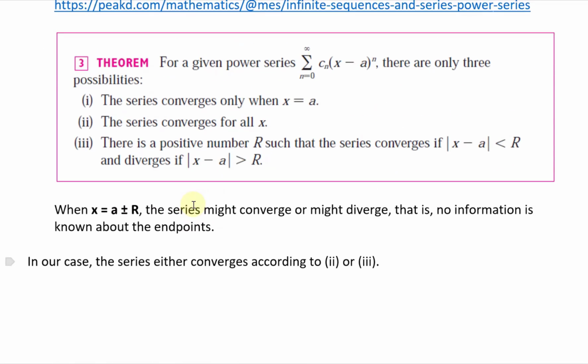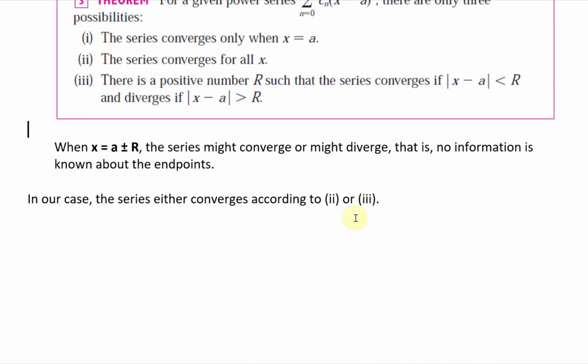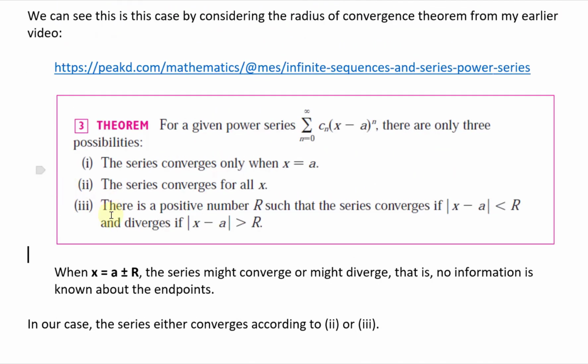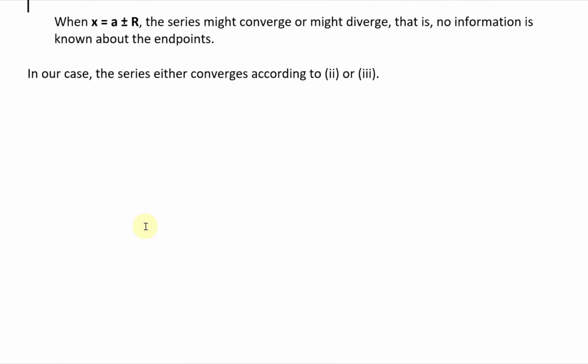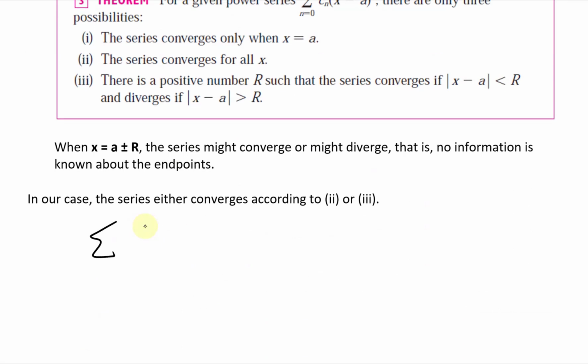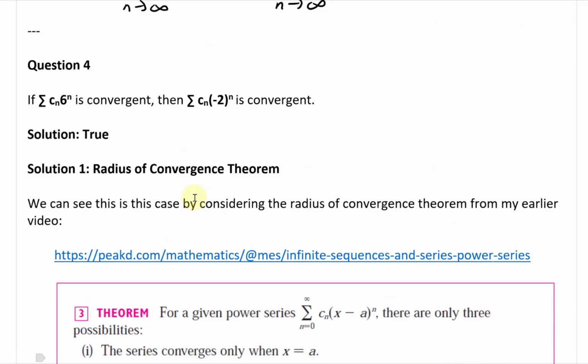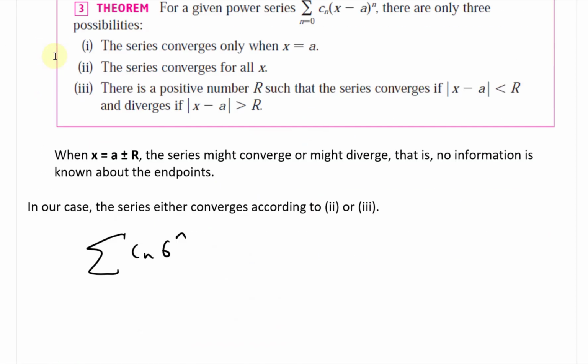So let's take a look at our case. In our case, the series converges according to case 2 or case 3. So let's write this down. We'll just write the summation of Cn 6 to the n, and it's assumed you're talking about from n equals 0 to infinity. We just use this symbology without the n equals 0 to infinity, but that is just assumed.